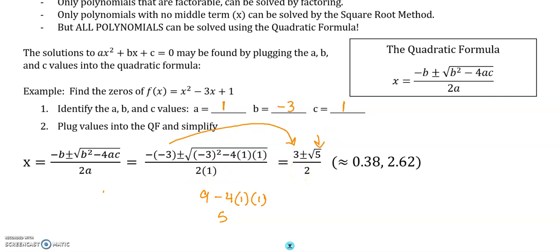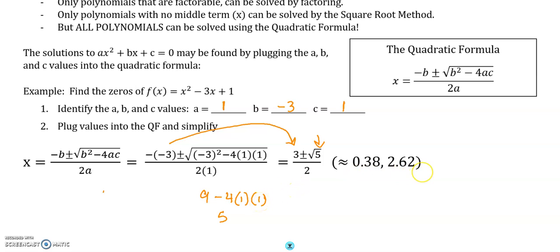Because I can't take the square root of 5 and get a perfect square or a whole number, I'm going to just leave it as the square root of 5. And you'll see two answers, and we learned this in our last video. When you take the square root, you get the positive and the negative value as an answer. So we have 3 plus or minus the square root of 5 divided by 2 as our answer.